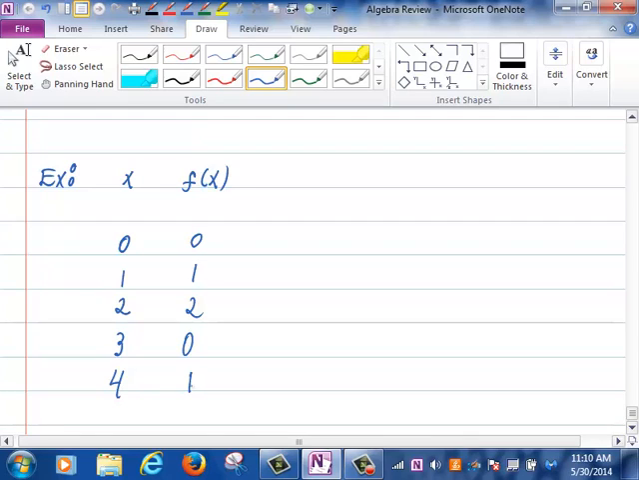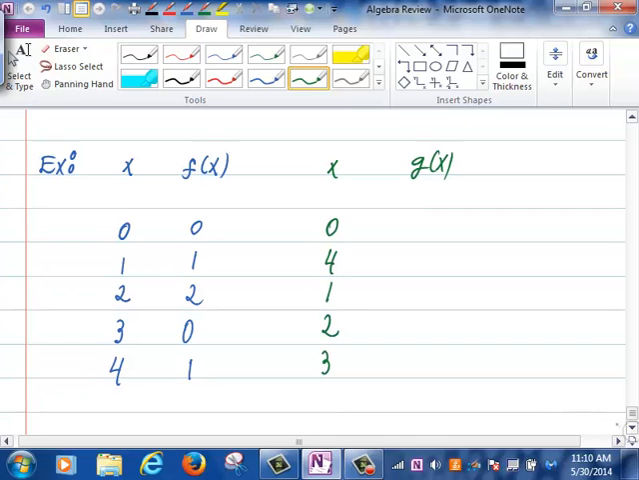On the other hand, consider this other function, x and g of x, let's say. So g of x is the output value. So again, I have, say, 0, 0, 4, 1, 2, 3, and 4, and the values are given by, let's say, 0, 1, 2, 0, 1, negative 1 here. So what's wrong with this?